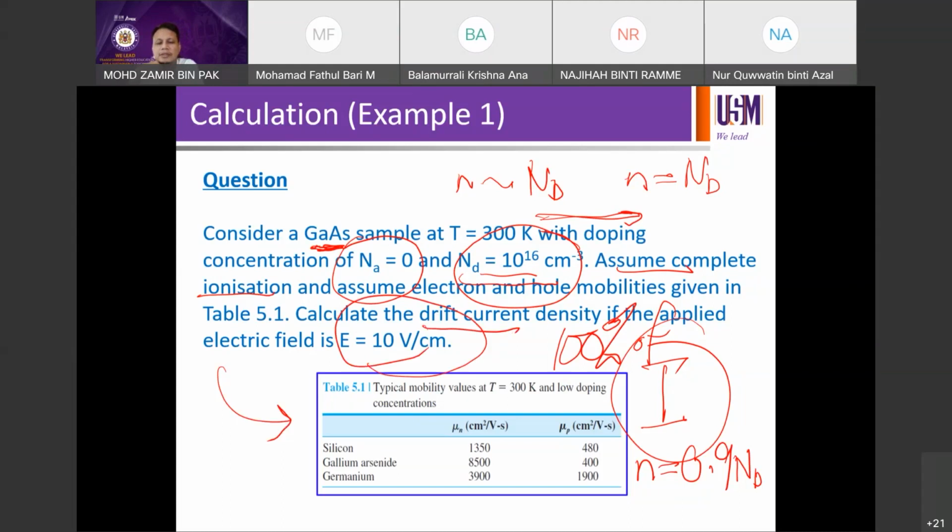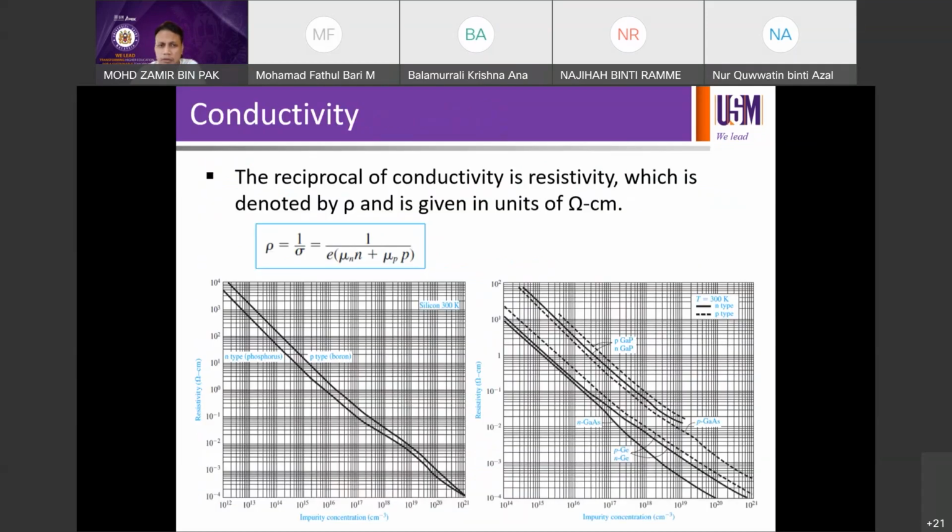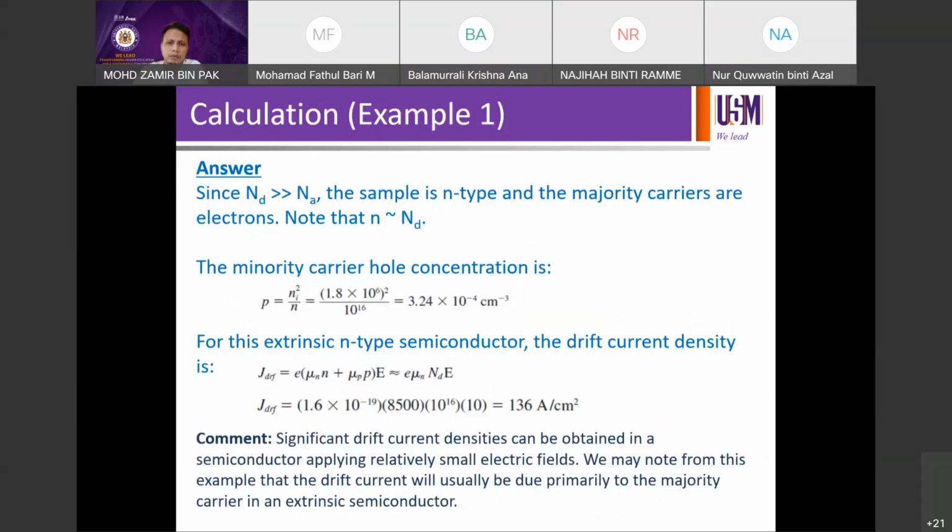So what are the parameters here? Or what is the parameter that you have to calculate here? Drift current density if the applied electric field is E equals 10 volt per centimeter. All of it is on the next page. So I just would like you to understand, even though the answer is given, please understand the concept first, right? So now you can see the way you answer. Let's just finish off with this calculation, then we will continue tomorrow with conductivity, which is the inverse of resistivity as discussed.